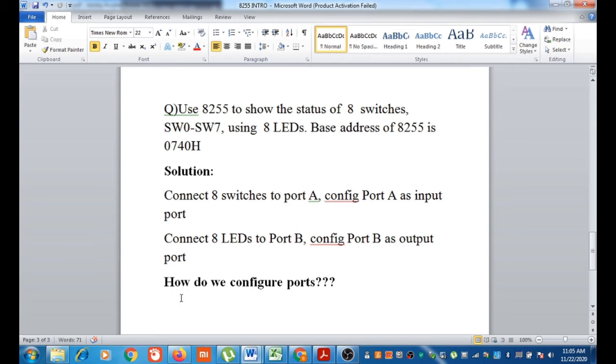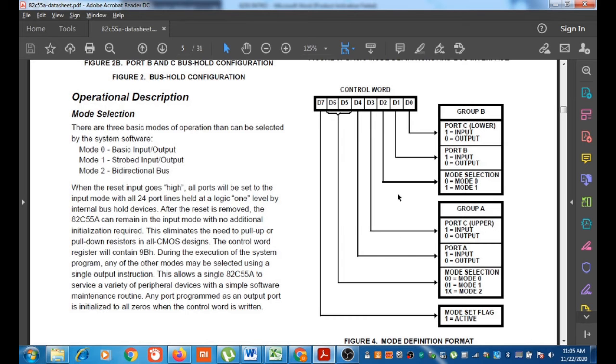Next question is, how can we configure these ports? We are using mode 0. So how many combinations of these ports are possible? Let us see the control word. Let us fix mode 0.